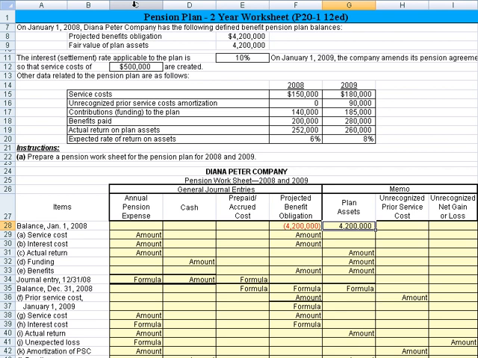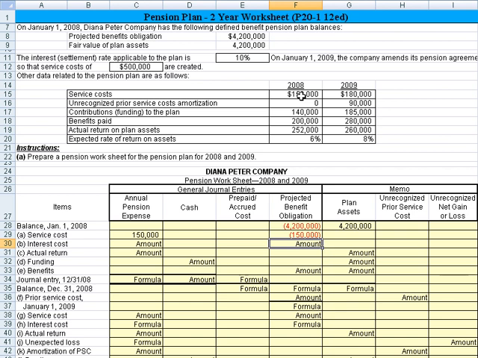The first thing we notice is service cost for 2008. It's $150,000. Of course, we would debit annual pension expense for $150,000. So we'll show that as a positive number, debit being positive and a credit being negative. So the projected benefit obligation goes up by that $150,000 as well. Okay, so we're still in balance.